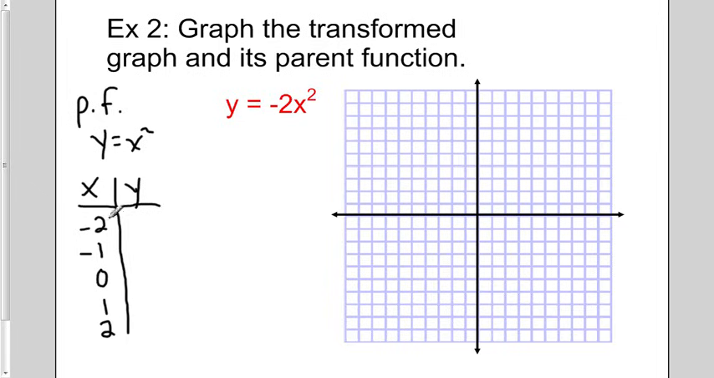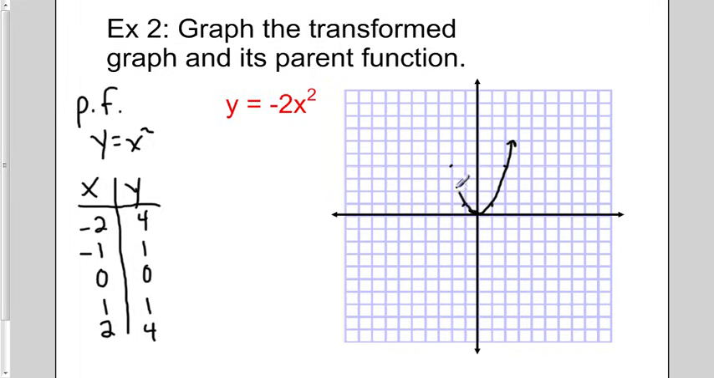Okay, and then we just plug it in. We got 4, 1, 0, 1, 4. These are just the numbers I took from the previous problem. It's the exact same parent function. So let's graph this parabola. It's going to look something like so. Ooh, that got off. Let's fix that. I got cocky.